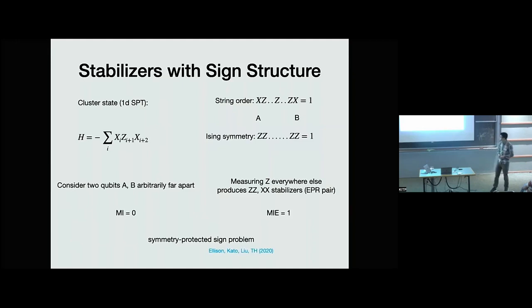In fact, we use this property to show that this cluster state has what we call the symmetry protected sign problem, one that no symmetric finite depth circuit can unwind.